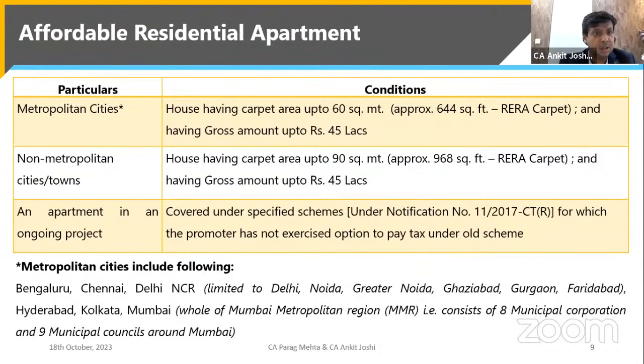as an affordable house. In case of non-metropolitan cities, other than Bangalore, Chennai, Delhi, Mumbai, Hyderabad, where the carpet area is up to 90 square meters and the amount is still up to 45 lakhs, then this will be considered as affordable housing. In the case of apartments of ongoing projects in special schemes like Pradhan Mantri Awas Yojana and Rajiv Awas Yojana, where the promoter has opted not to continue in the old scheme but go for the new scheme, these projects and flats will still be considered as affordable for the purpose of the new scheme.